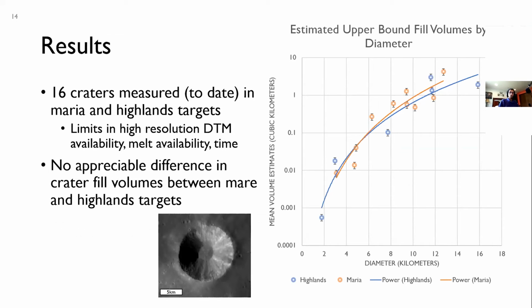So we use this new modification of GeoEVE to measure the fill volumes of melt ponds in simple impact craters in both Maria and Highlands targets. We measured 16 craters, suffering time limitations, this being an undergrad project. And what you've got pictured on the right there, in that plot, you have mean volume estimates of the craters on the vertical axis against the diameters of the craters whose melt pond fill volumes are being found on the x-axis. In blue are estimates of the volumes of Highlands craters, and in orange are the volume estimates for craters in the lunar Maria. And comparing the two power curves that fit pretty well to those points, we don't really see a significant appreciable difference in the crater fill volumes between these two targets, which is interesting and warrants discussion.